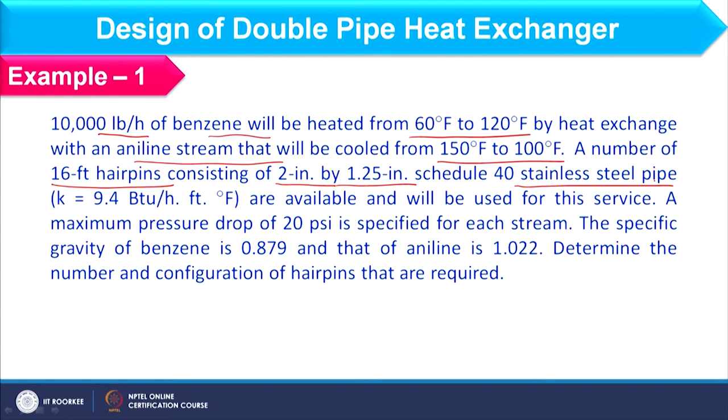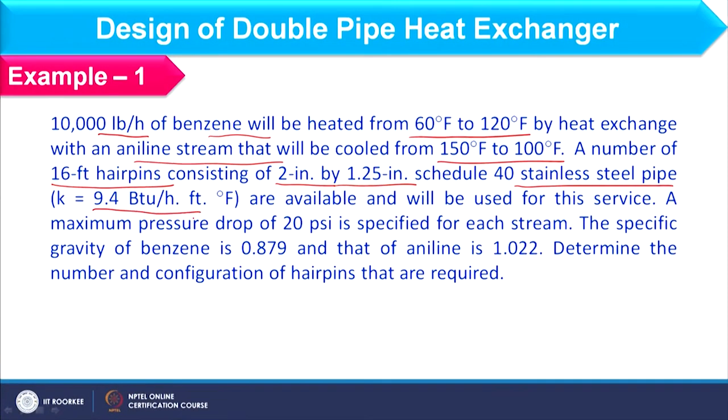I think you remember what the schedule number is. If I say 2 inch by 1.25, what is the meaning of that? 2 inch represents the outer diameter of the exchanger, and 1.25 inch represents the inner diameter of the exchanger. What I can say, this is basically the nominal diameter of the pipe. Like 2 inch is the nominal diameter of the outer pipe, 1.25 inch is the nominal diameter of the inner pipe. And here I have the K value also, which represents the thermal conductivity of the material, as we have a stainless steel pipe.